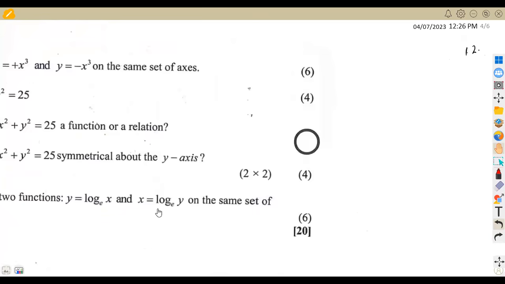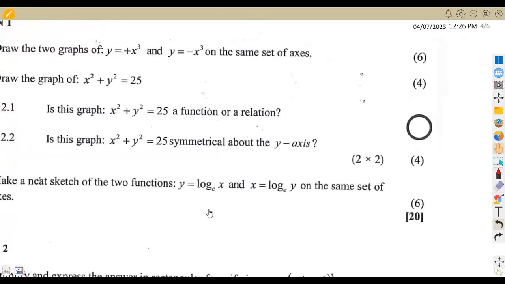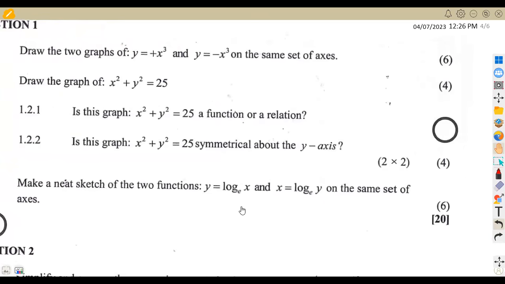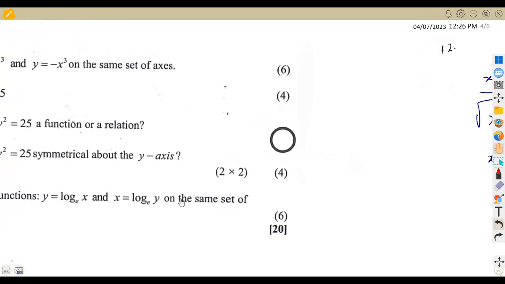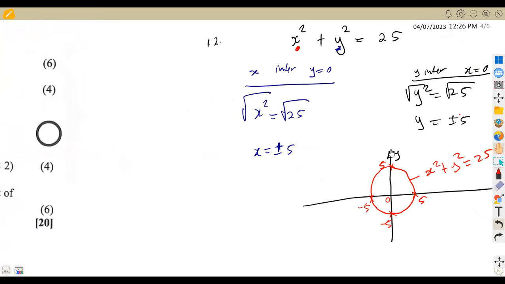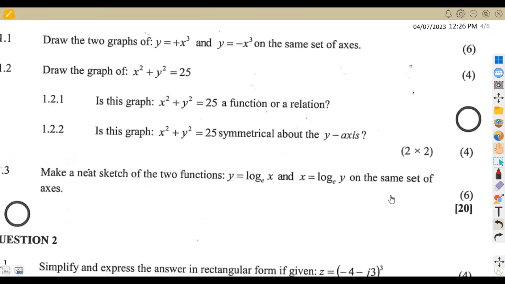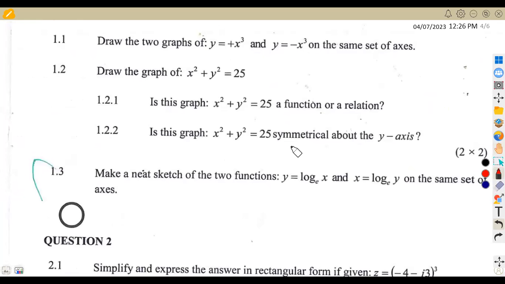All right. Then we are given, is this graph symmetrical about the y-axis? Is it symmetrical? Okay, if you are to check here about the y-axis, if you divide like this, it divides your graph into 2 equal parts. So it's actually symmetrical. So that's yes. Even about the x-axis is also symmetrical. So that's a yes in this case. So that one is yes, it's symmetrical.